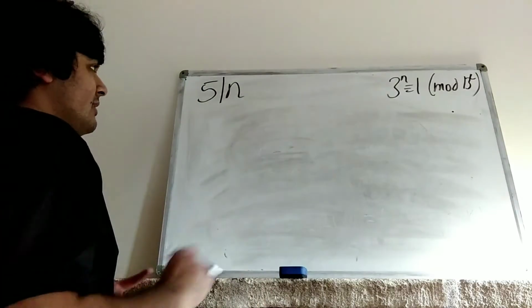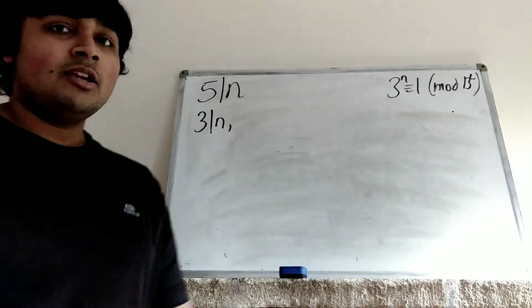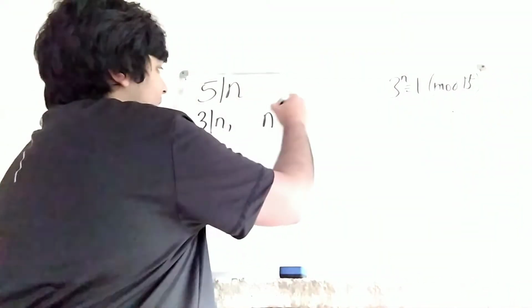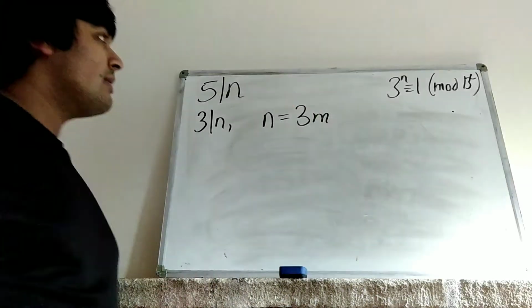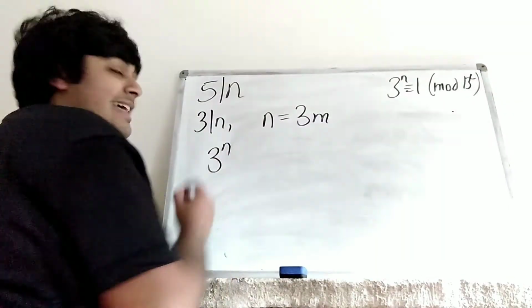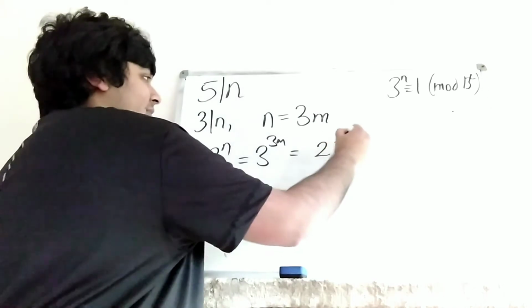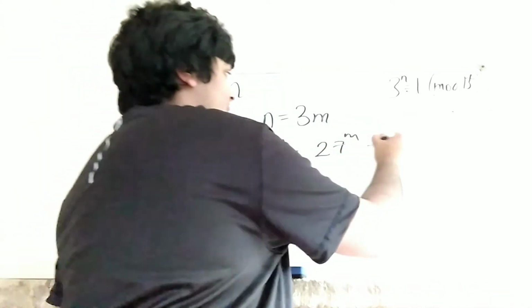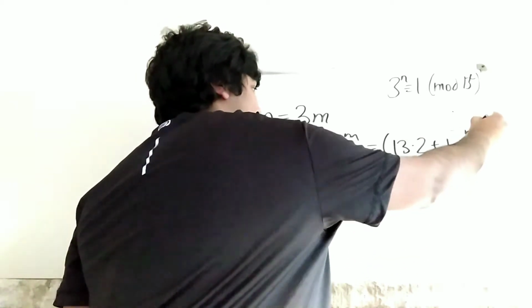So let's write that down. n is a multiple of 3, so 3 must divide n. In particular, that means we can write n equal to 3 times m. Now 3 to the n is just 3 to the 3m, which of course is just 27 to the m. But 27 we can write as 13 times 2 plus 1, to the m.